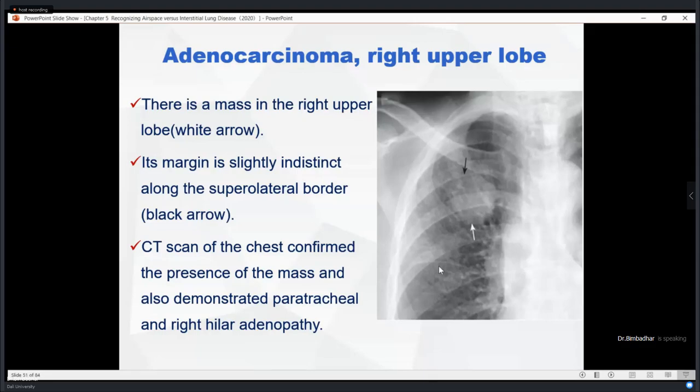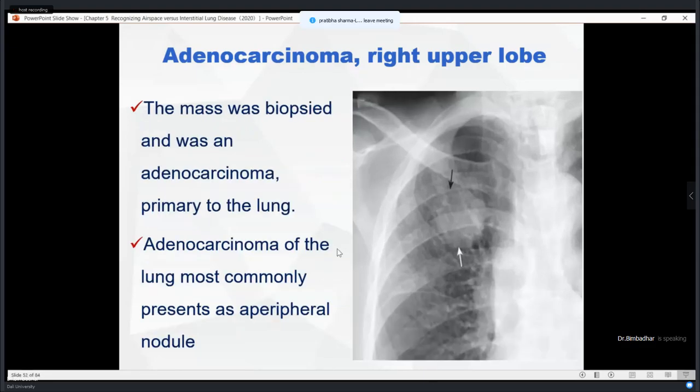Right. Now, what we actually did was the mass was biopsied, and this was confirmed as primary adenocarcinoma of the lung. And yes, adenocarcinoma usually presents as a peripheral nodule. So how can I remember the characteristic features? Spiculations or pleural tail sign along with a well-defined margin.